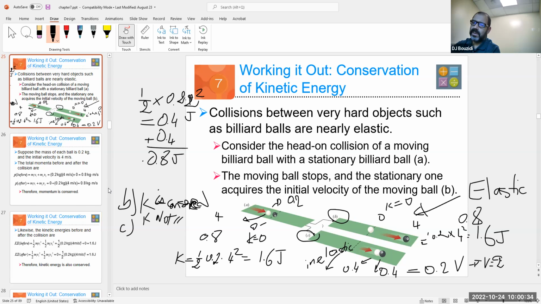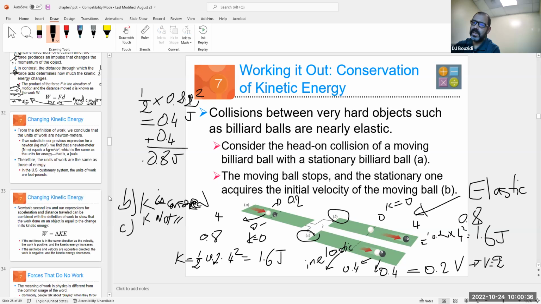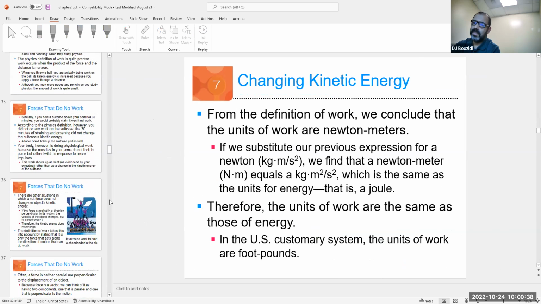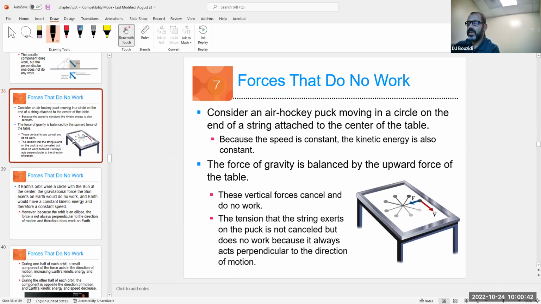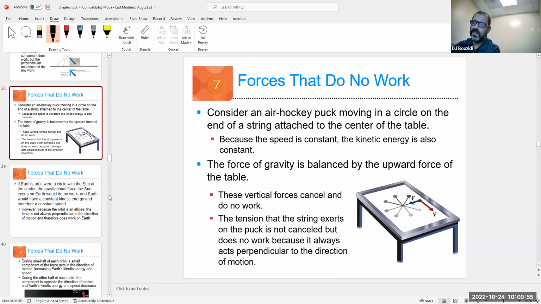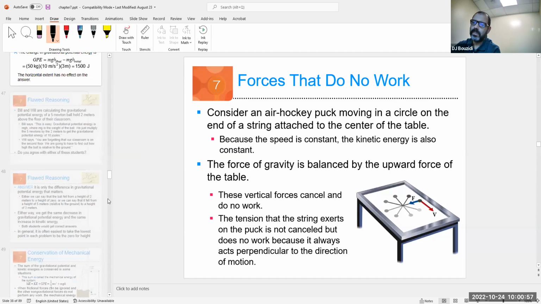The last topic in here for this chapter is actually the concept of power, okay? I mean, in here we mentioned that the forces that do not do work basically are the forces that are perpendicular to the displacement. We discussed that when we talked about the different components of the force.